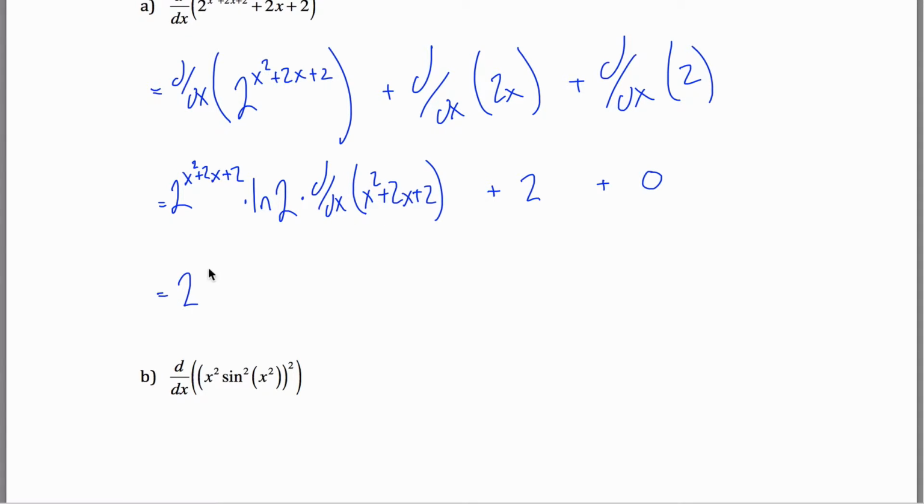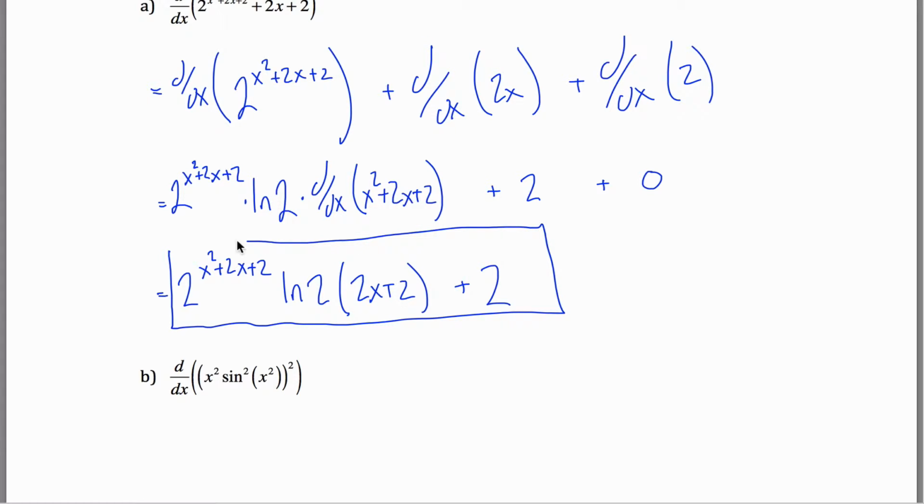I get 2 raised up to the x squared plus 2x plus 2 times the natural log of 2 times this derivative, which happens to be 2x plus 2, and then all of that plus 2. So kind of a disaster, kind of ugly looking. Could you clean this up any? I guess a little bit if you really wanted to, but I wouldn't. I'd leave it just like this. So I'm going to leave it just like this and call that my answer.